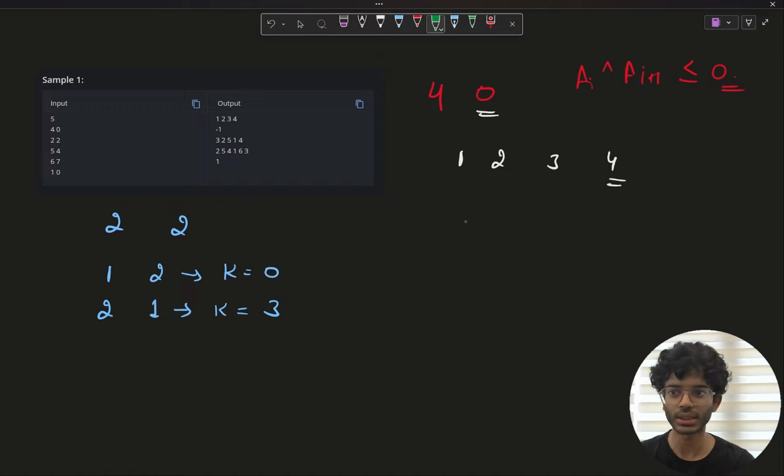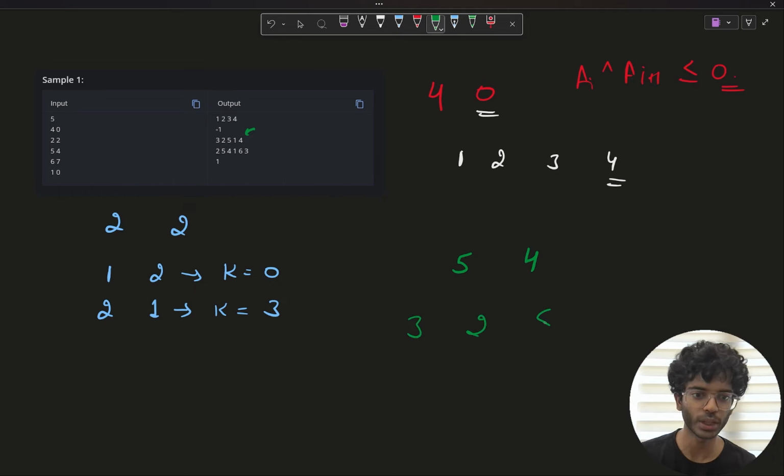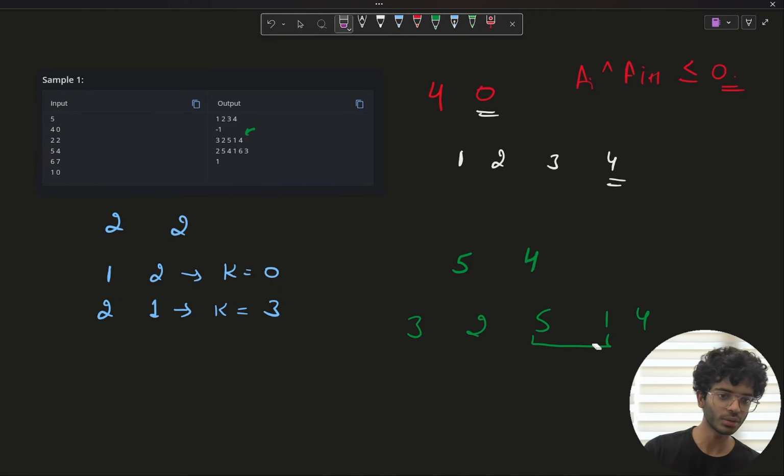Now let us look at the third test case. So we have 5, 4. Let's just verify that the answer given is a valid answer. So we have 3, 2, 5, 1, 4. We can swap these two elements, 5 XOR 1 is 4, which is less than or equal to 4. So these two can be swapped.